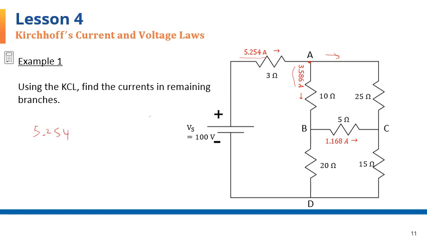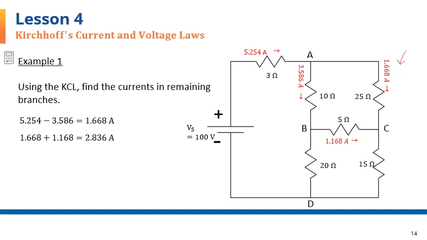5.254, which is coming into the node, has to equal the sum of 3.586 plus the unknown. I'm just going to call it X. So if this is my unknown current, it's going to be the difference of 5.254 and 3.586. I show that on the next slide. Doing the subtraction, you see that the current here is going to be 1.668 amps. And I've written that out here.